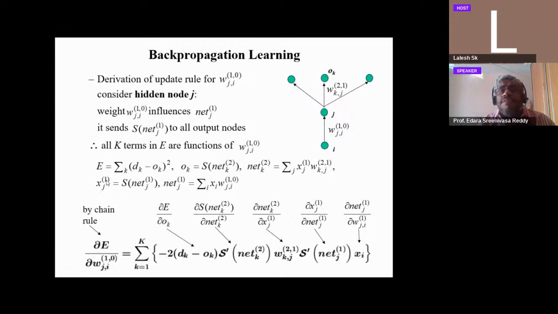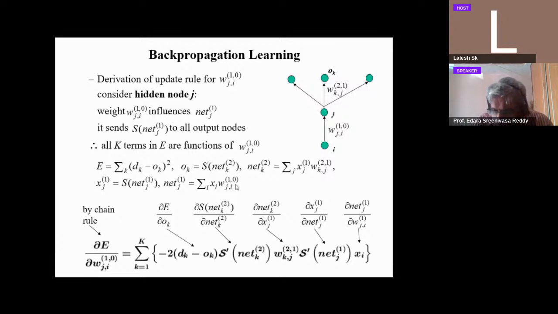And X of 1 is equal to S of net 1. X of 1 means output at the hidden layer. Sigmoid of net of 1. And net of 1 is equal to sigma of Xi into W1 comma 0. So you slowly understand. It's very easy. There is nothing to be afraid, or it is not a difficult equation.